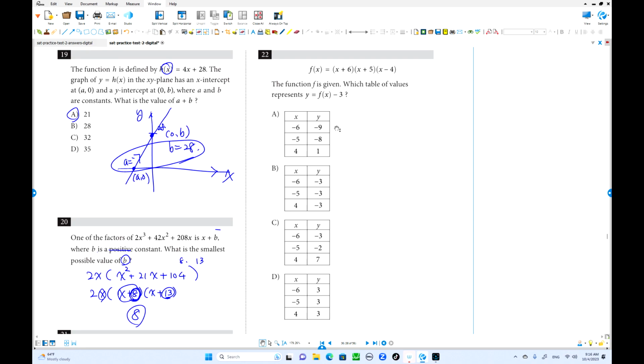This is number 12. We have a factored form, okay? Factored form means what? This graph will pass through what? 4, negative 5, negative 6. Okay, the graph looks like this.